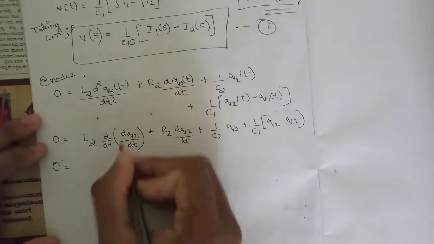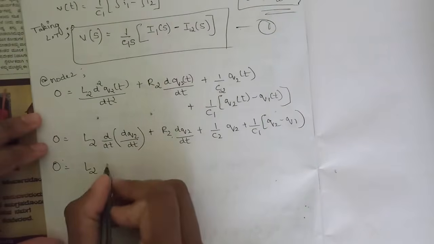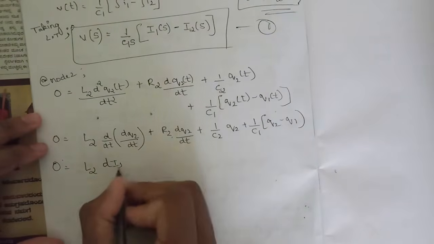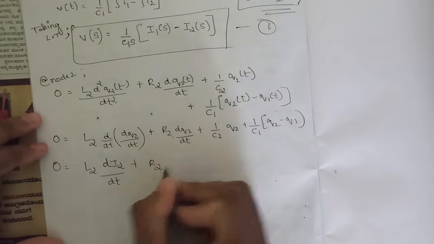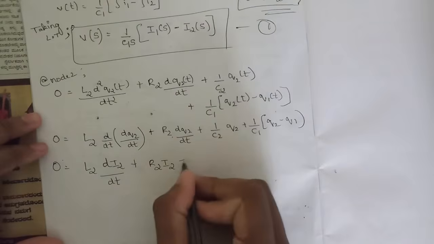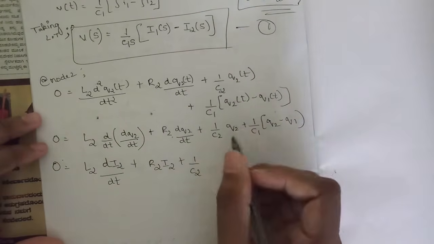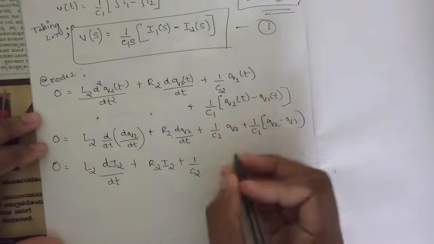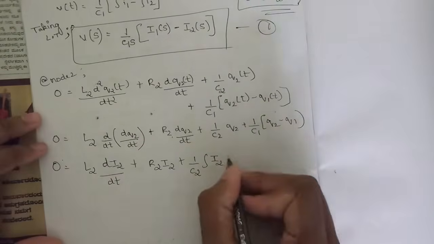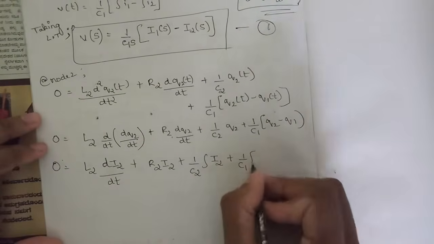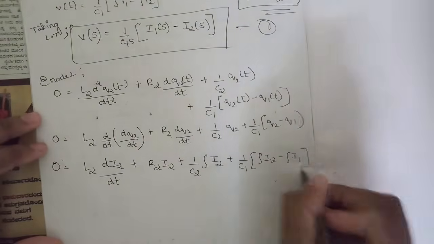So now we know that dq by dt is equal to I. So this would be L2 into di2 by dt, plus R2 into I2, plus 1 by c2. Since we have q2, we know that q is equal to the integration of I2, right? I have told you. Plus 1 by c1 into integration of I2 minus integration of I1, okay.